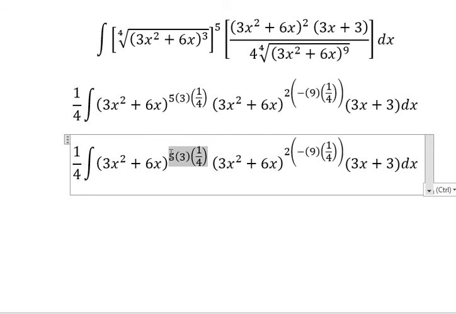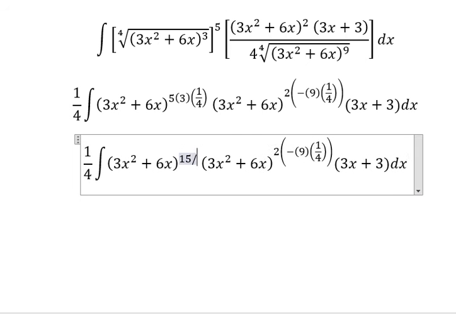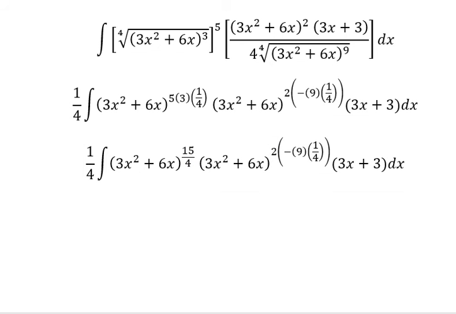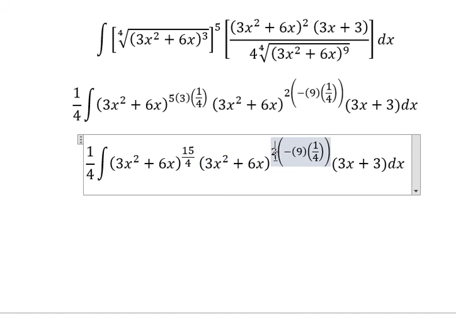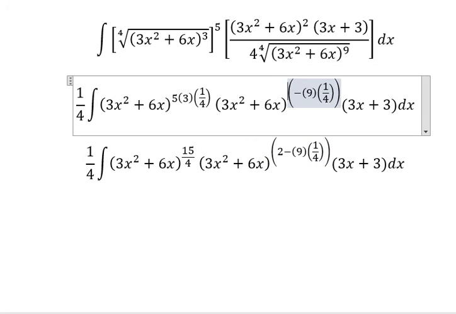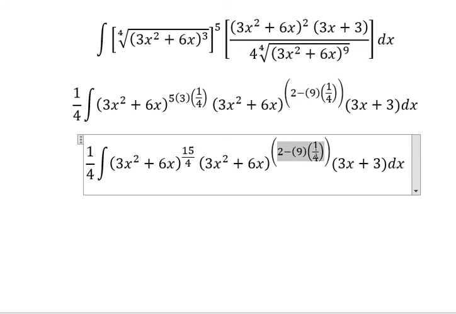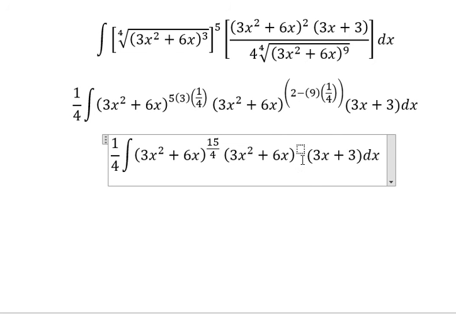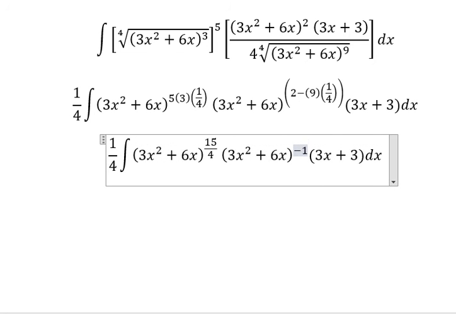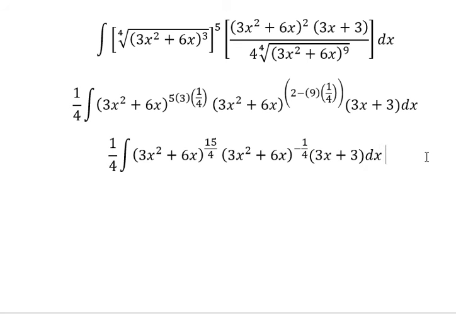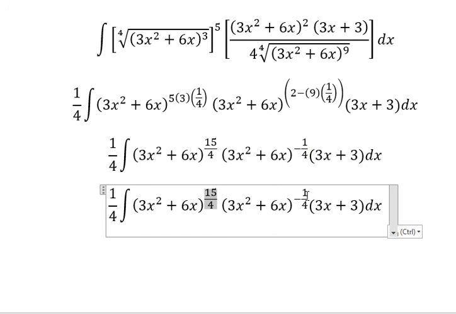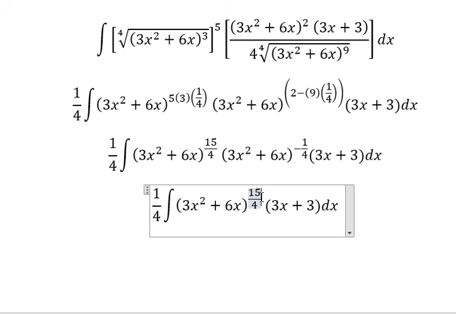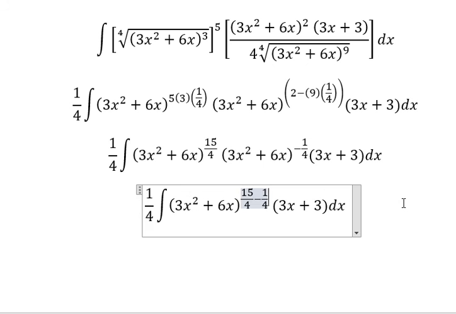So this one we have 15/4. This one we have number 2 I will put in here. So in this one we have negative 1/4. So this one combined with this one, and we have negative number 1/4.